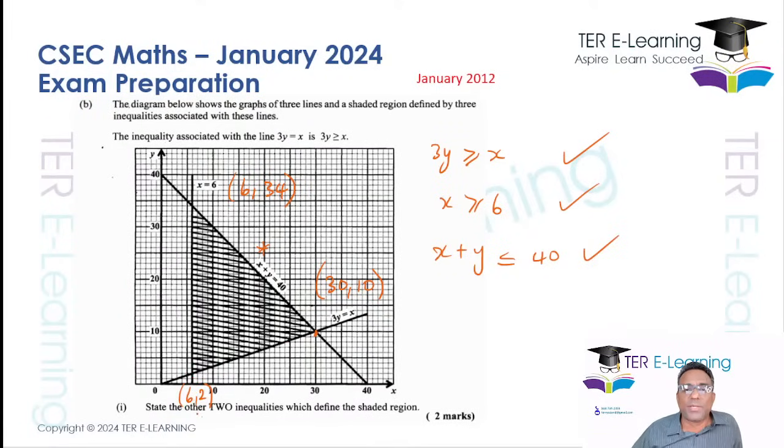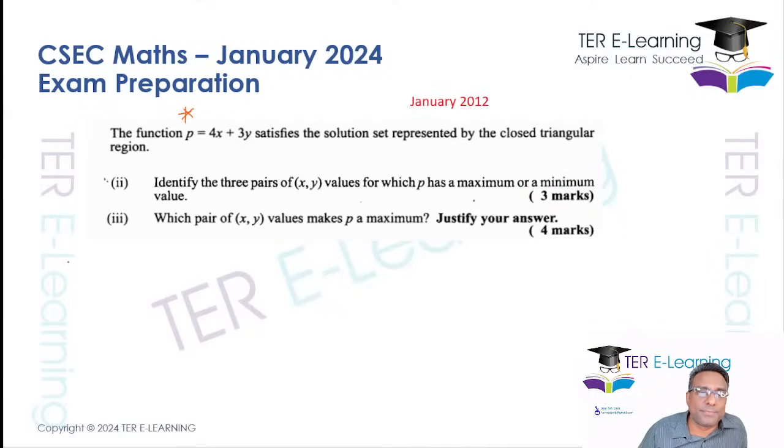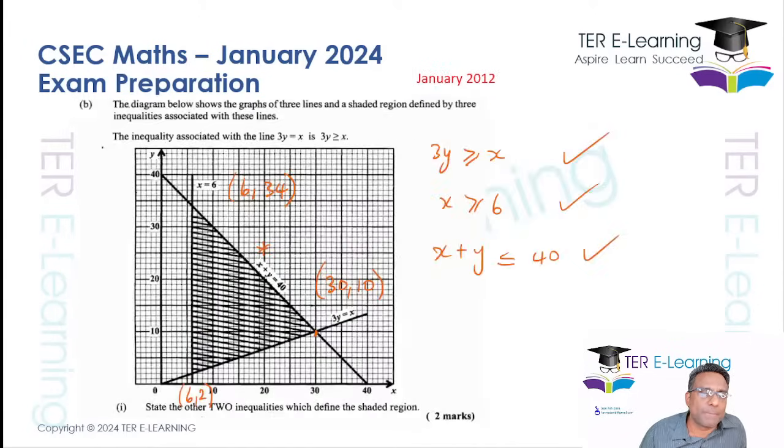Whenever you have an inequality like this, you're looking at the vertices of that shaded region here. So let me just write it down. 6, 34, that's 1 point. Next one is 6, 2, and then 30, 10.